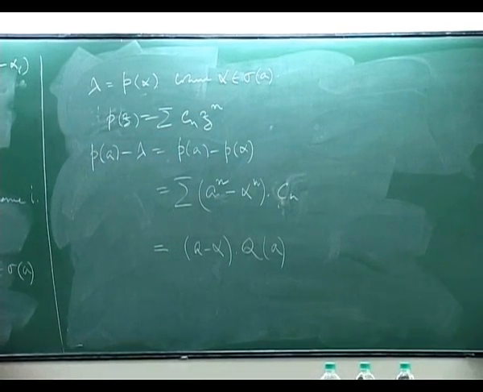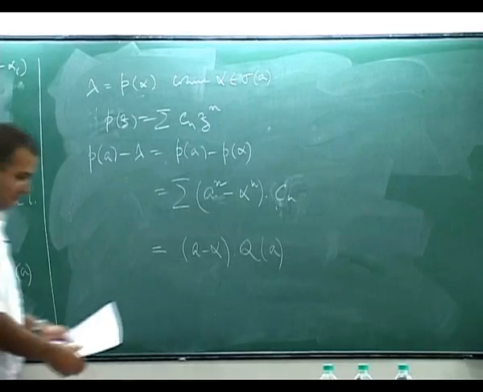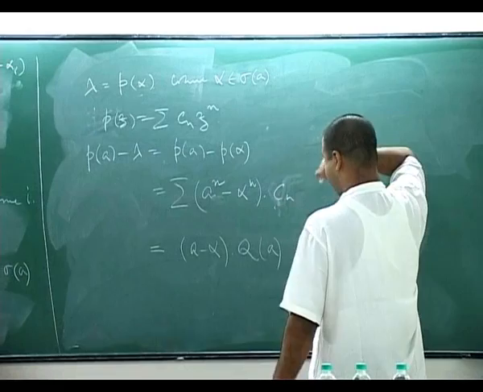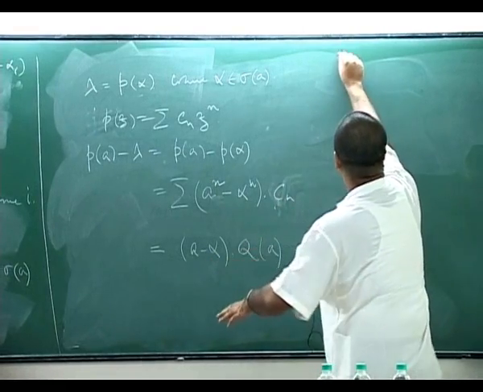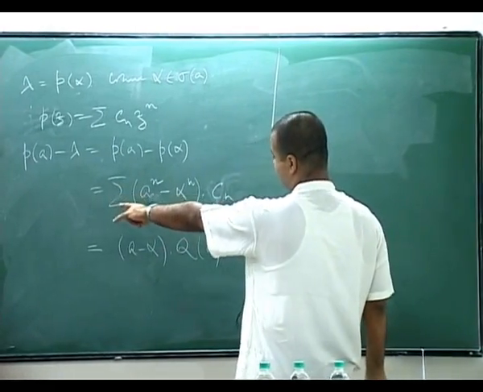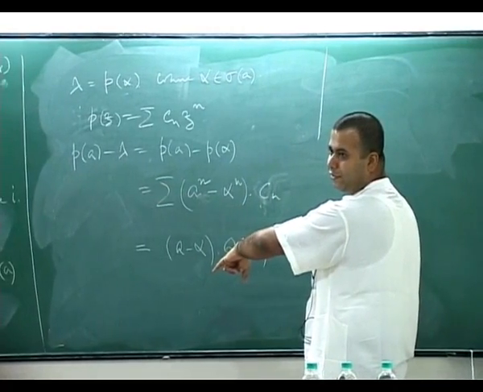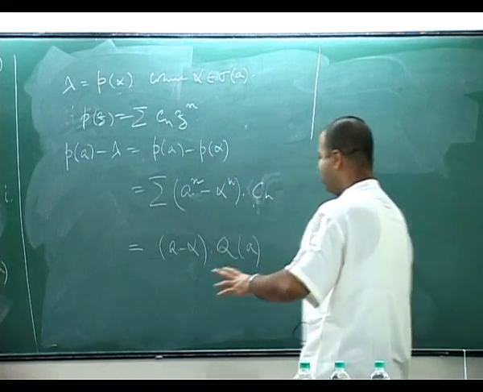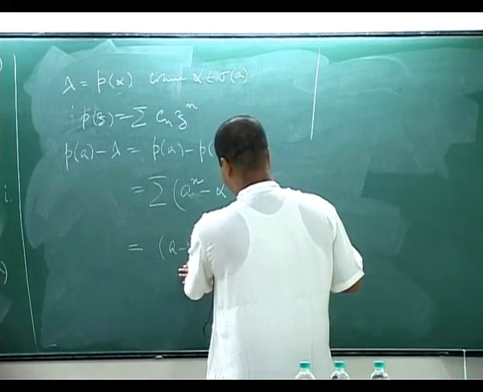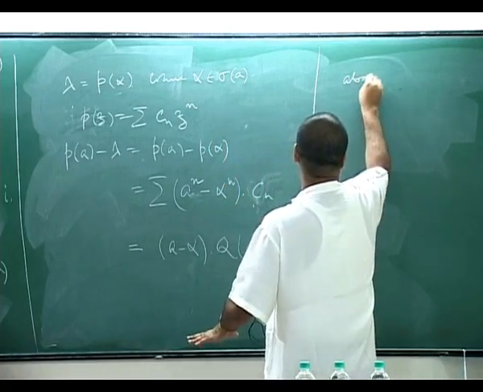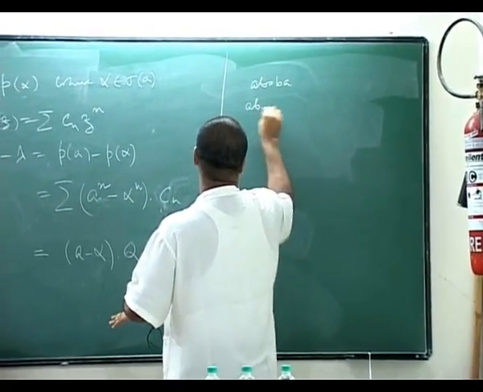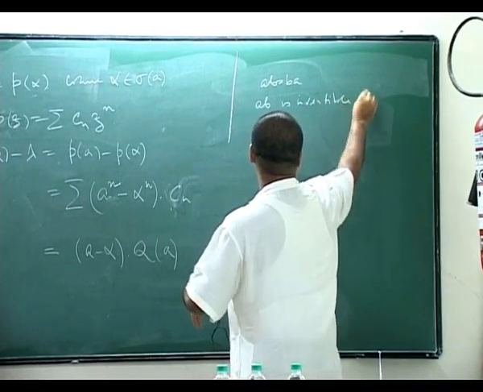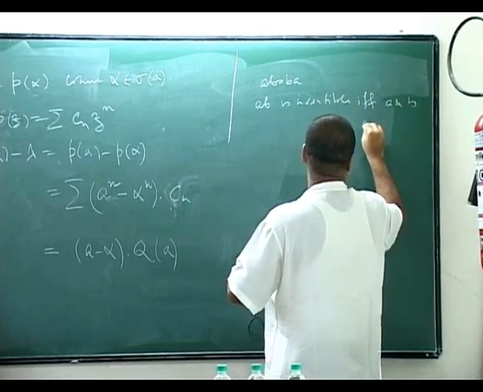Let us think. AB is invertible if and only if both A and B are invertible. So let us try to prove that. It is commutative. That is the crucial word which you left out. So let us put that, and then AB is invertible implies A and B are invertible.